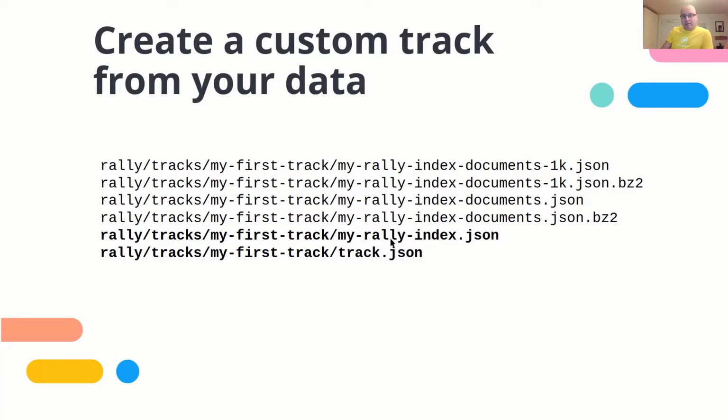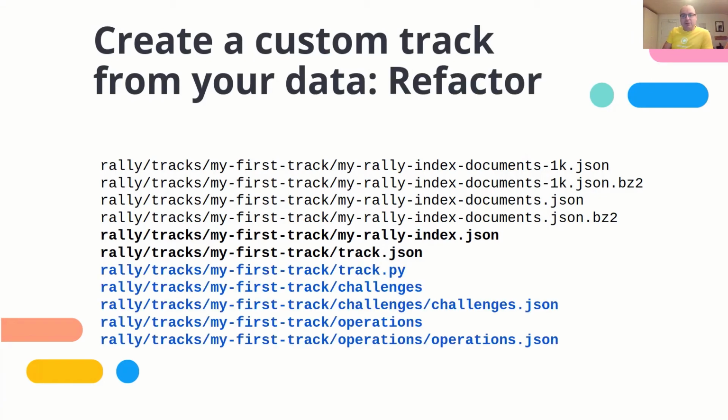There is also my-rally-index.json, which is just the Elasticsearch mapping definition, and the benchmark definition, which is track.json. This file can get really big and messy. But fortunately, you can refactor this and extract each component: track.py, which is where we will implement the query templates, challenges.json, which is where we define the challenges, and operations.json, where we define the operations. And this makes it a bit easier to keep track of things.